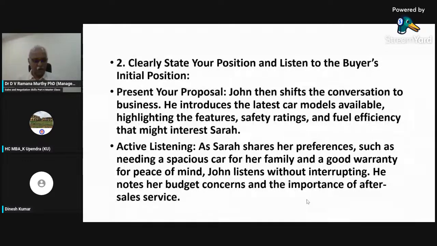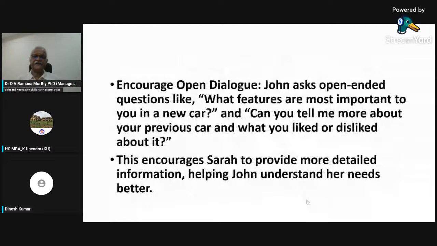So all these things will happen. The requirements Sarah has must be met only when Mr. John, the salesperson, participates in active listening. And engaging in open dialogue is very, very important here, and you should ask open-ended questions. I've already told you, John asks open-ended questions like, what features are most important to you in a new car?